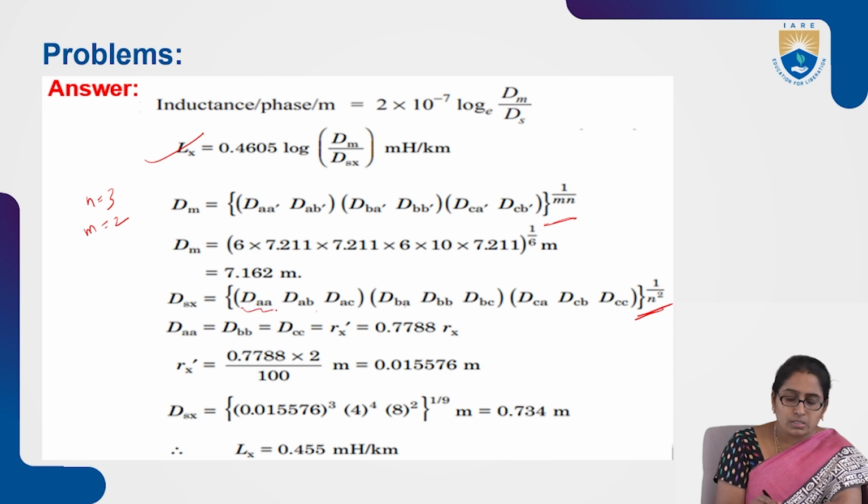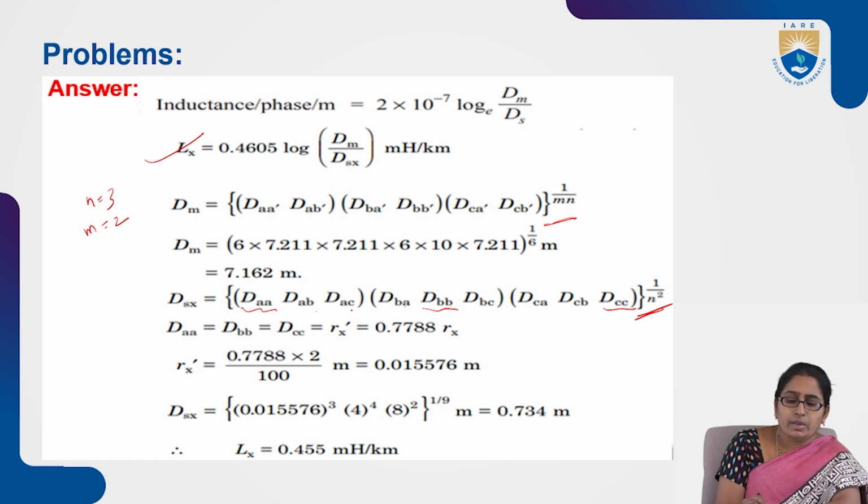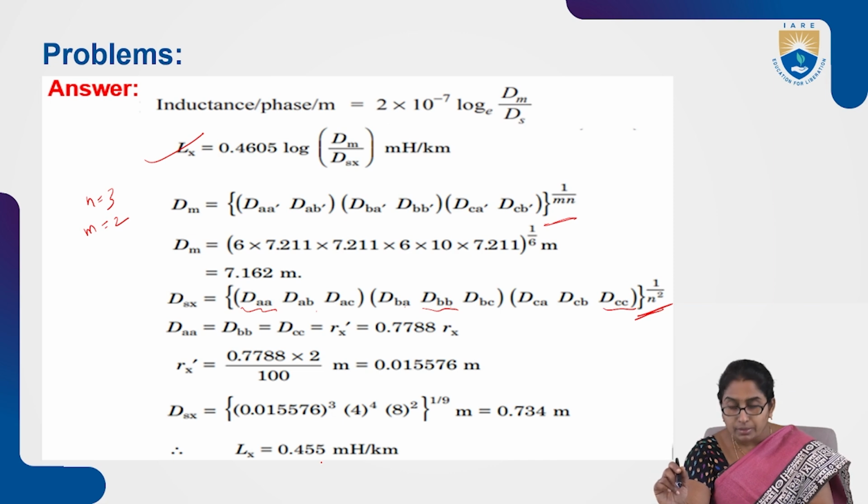So here AA, BB, CC is the radius of the conductor multiplied with 0.7788, right? The remaining distances are given in the diagram. We have to consider those and write the values. So finally DM and DSX are calculated. Finally, substituting here, the inductance of the go conductor is given as 0.4544, or 0.455 millihenries per kilometer.